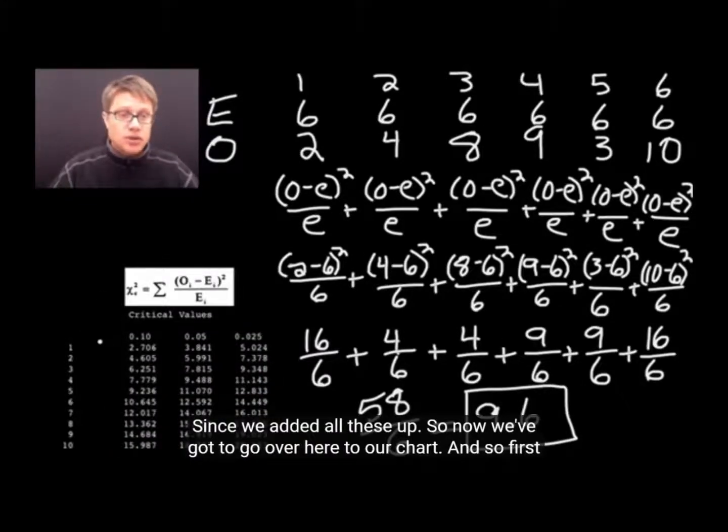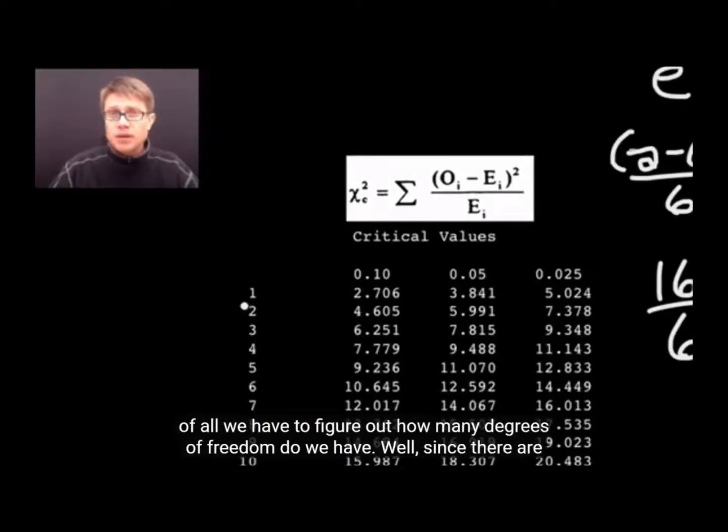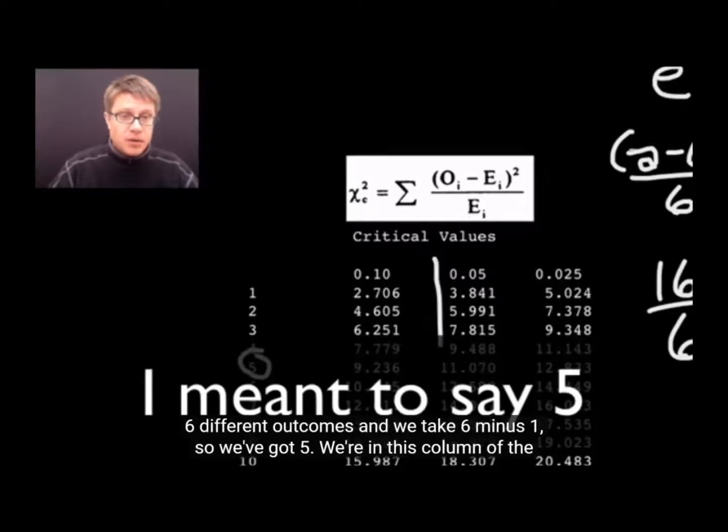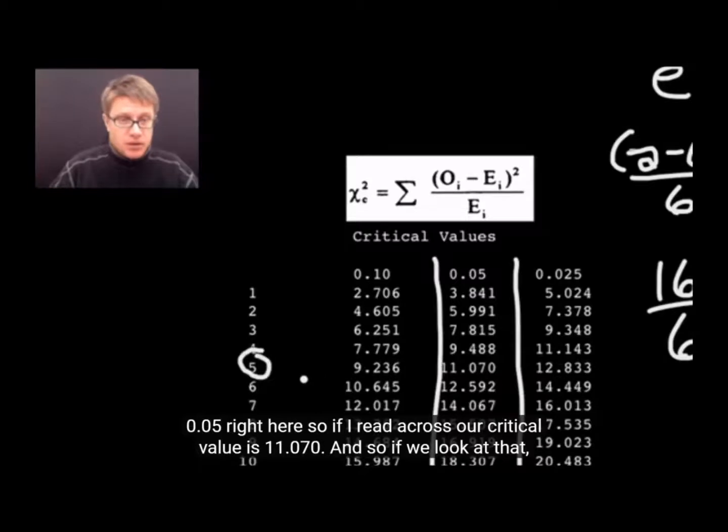So now we got to go over here to our chart. And first of all, we have to figure out how many degrees of freedom we have. Well, since there are 6 different outcomes, we take 6 minus 1, so we've got 5. We're in this column of the 0.05 right here. So if I read across, our critical value is 11.07.